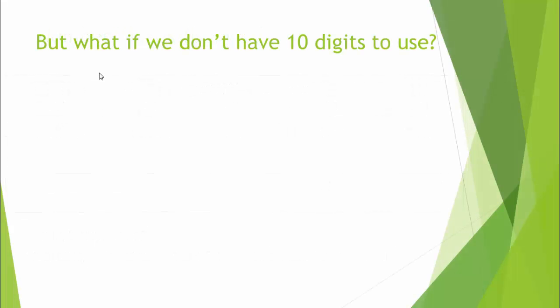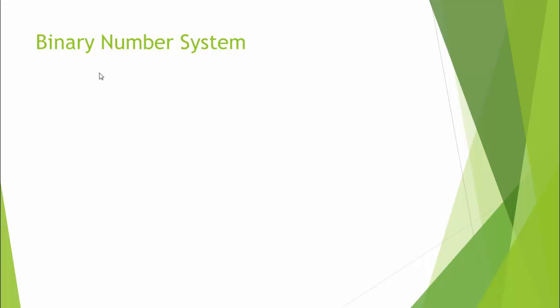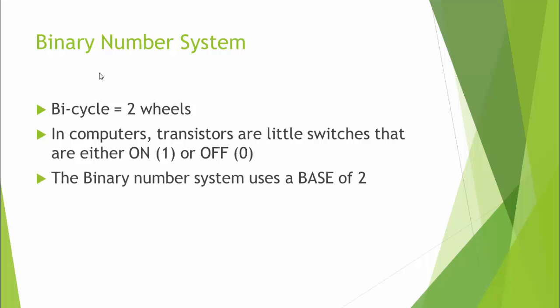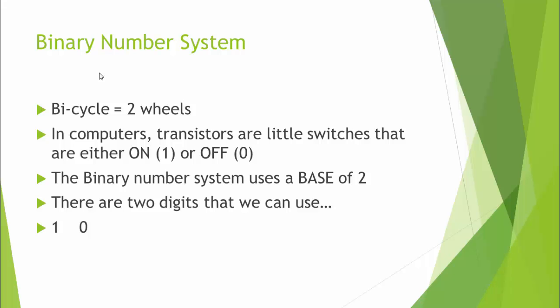Now the question becomes, what would happen if we didn't evolve the way that we did, if you believe in that kind of thing? What would happen if human beings didn't have 10 digits? What would happen if we didn't have 10 different characters to represent numbers? And this is exactly the problem that computers face. Computers only have access to a yes or a no. Their only choice is on or off, 0 or 1. And for this reason, instead of using a base of 10, computers use a base of 2. And there are only 2 characters that can be used, a 1 or a 0.